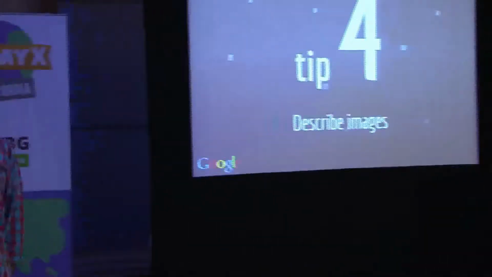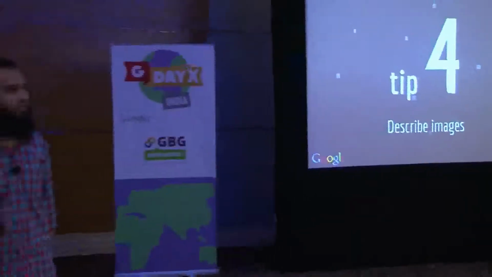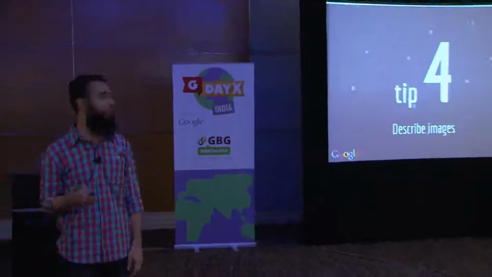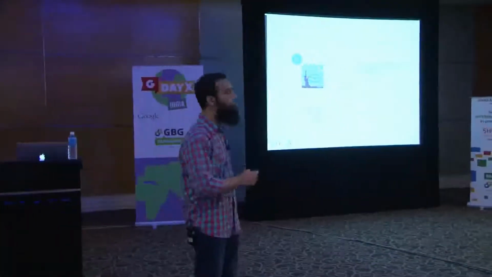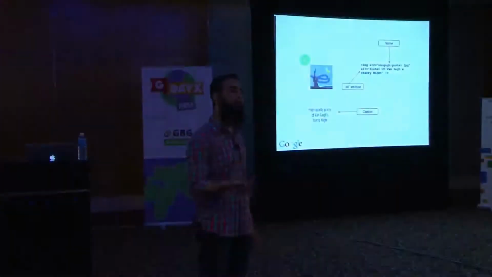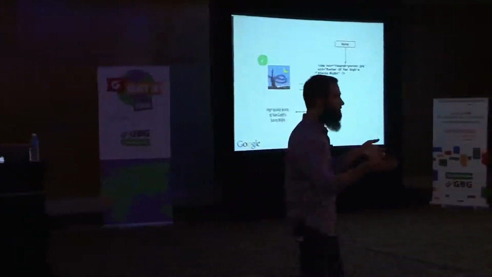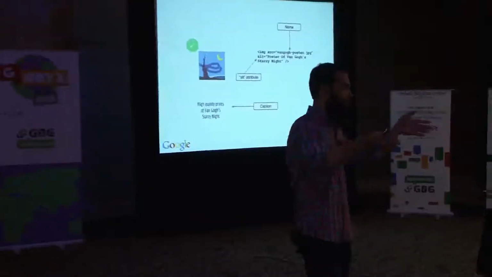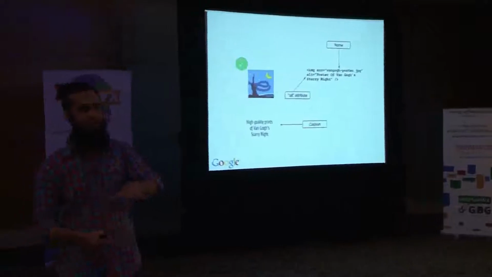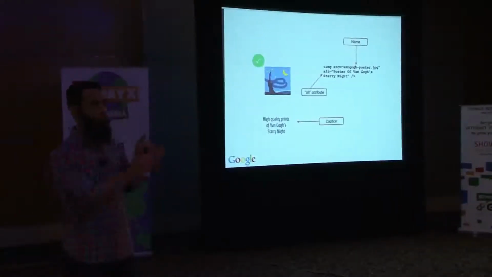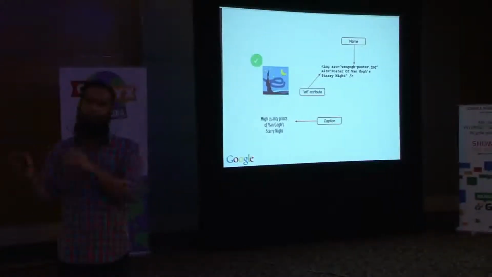Tip number 4, images. This is another important thing which is usually ignored by webmasters. When you have images, try to provide alternative content. For example, if you have an image on your website which is your restaurant's picture, when Googlebot crawls that page, it would not be able to understand if it is your home, a garden, or your restaurant. So it is important for you to describe that image in text for Googlebot.